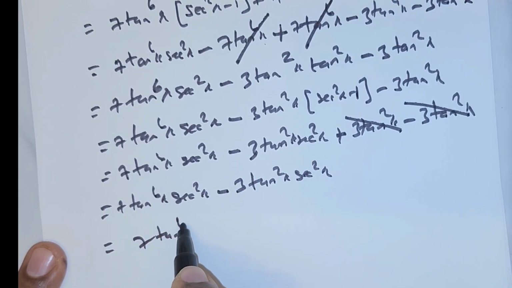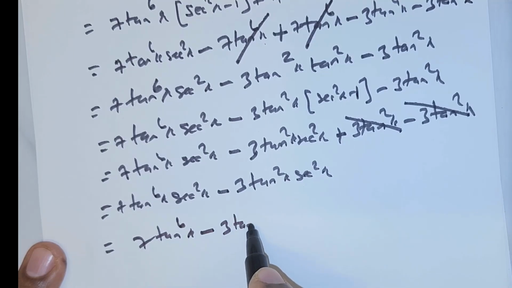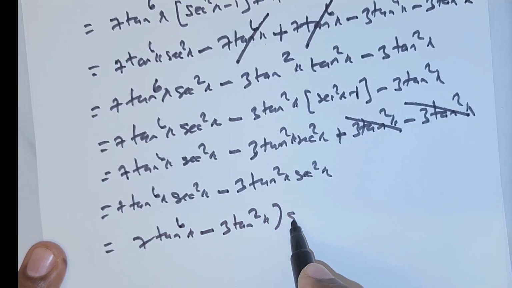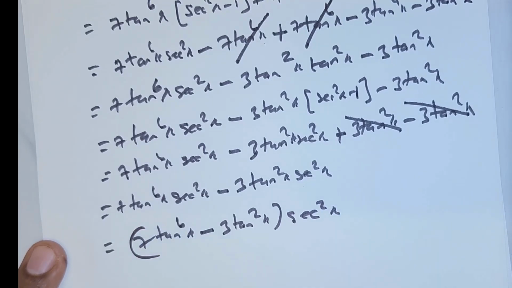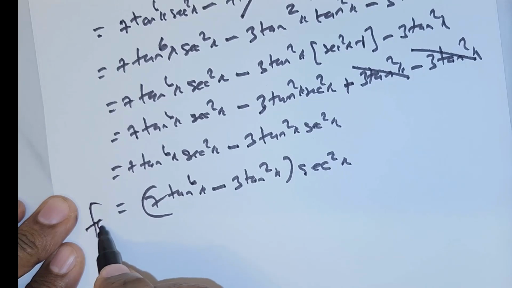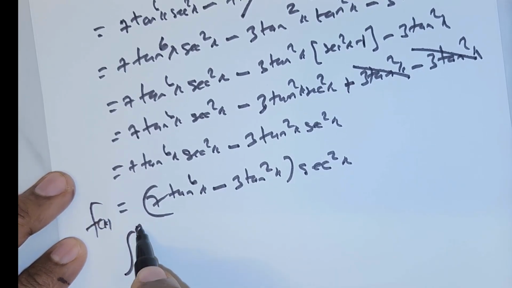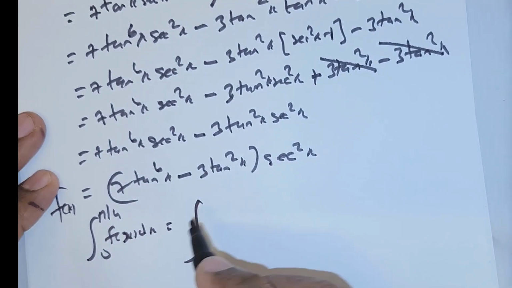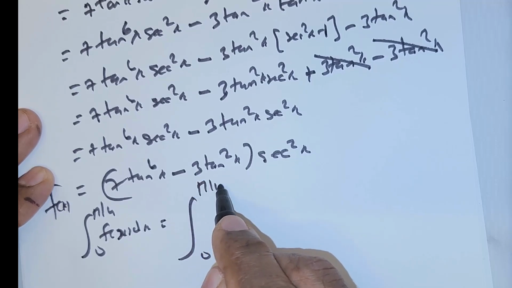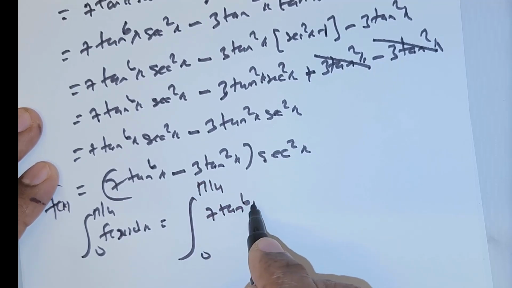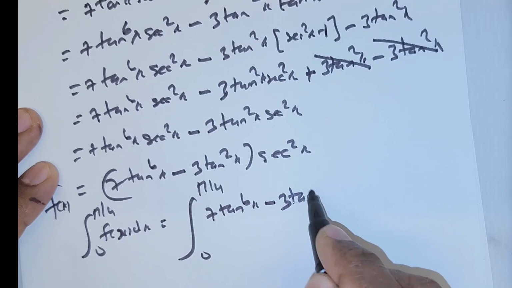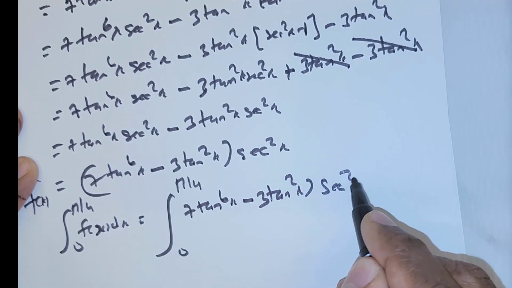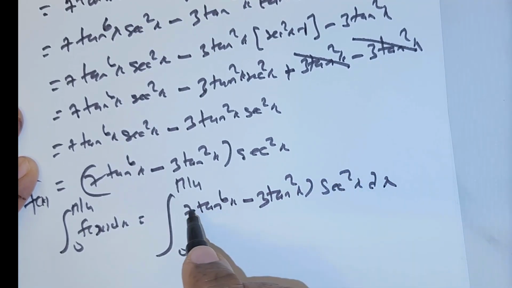Now, can I take secant squared x out? So this is going to be 7 times tan to the power of 6x minus 3 times tan to the power of 2x, times secant squared x. This is going to be the quantity that we have got. What is this? This is nothing but f of x. But we are expected to find the integral from 0 to pi over 4 of f of x dx, which is equal to the integral from 0 to pi over 4 of 7 times tan to the power of 6x minus 3 times tan to the power of 2x, times secant squared x times dx.